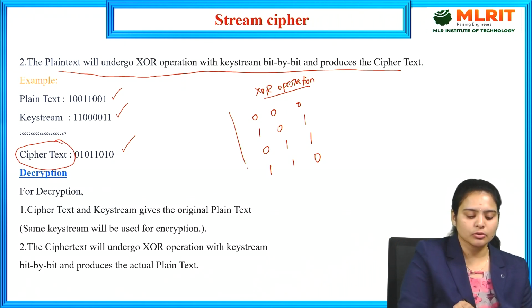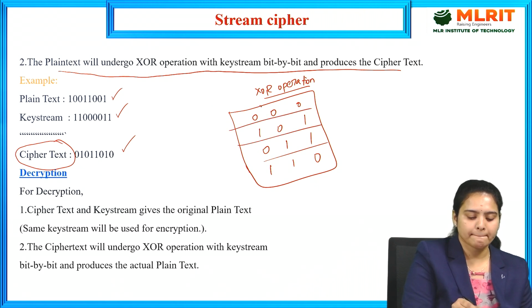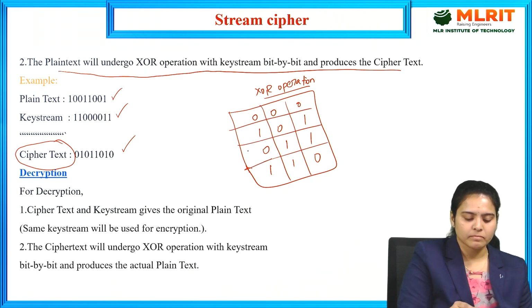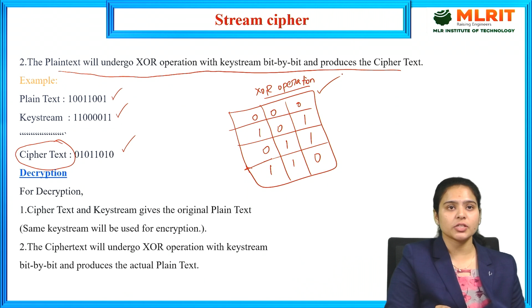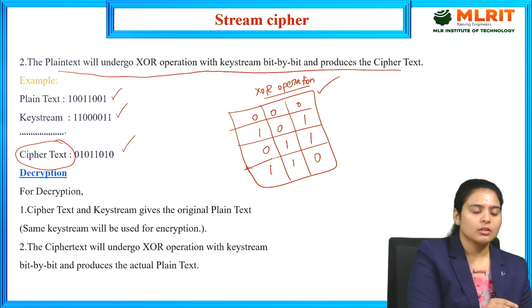We need to do the XOR operation like this. That is the XOR operation. So by doing this XOR operation, we will get the output of ciphertext. In the same way, we will do the decryption process also.